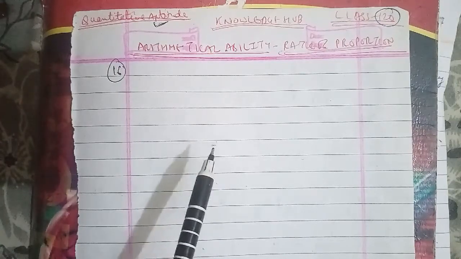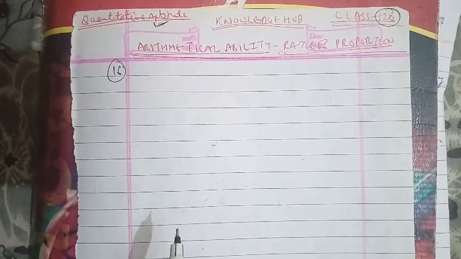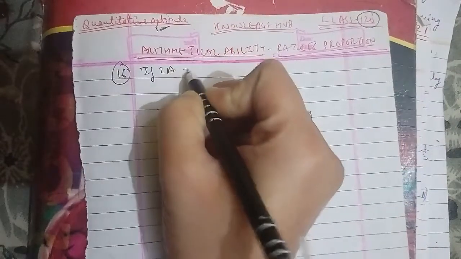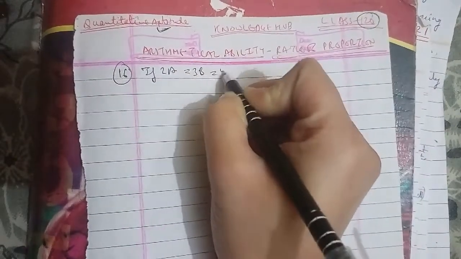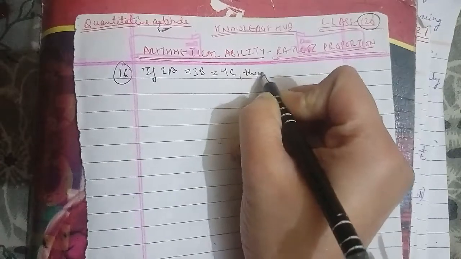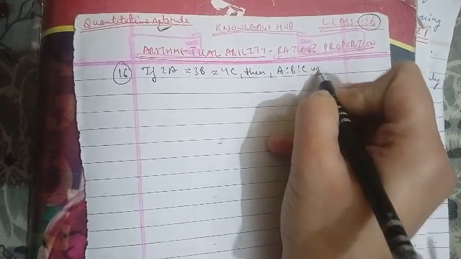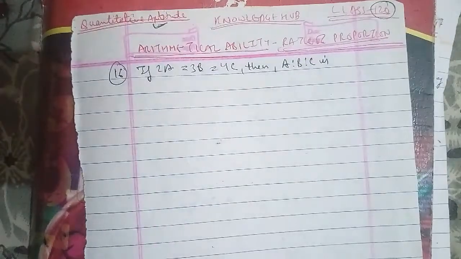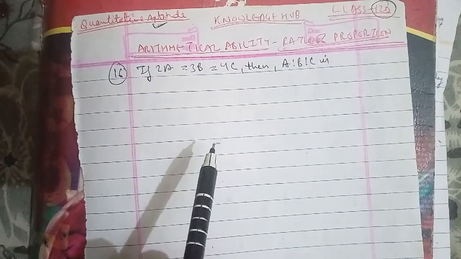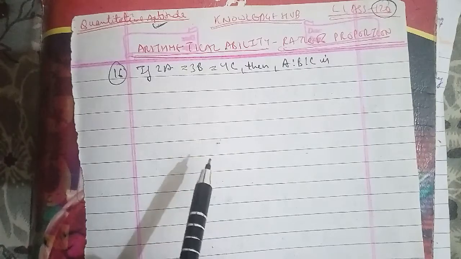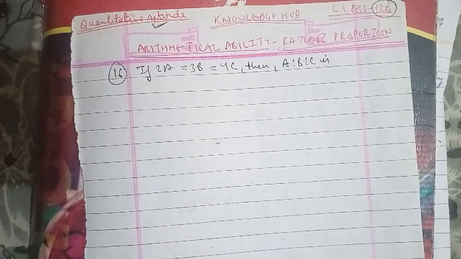So the question is, if 2a equals 3b equals 4c, then a ratio b ratio c is. The options are 2 ratio 3 ratio 4, 4 ratio 3 ratio 2, 6 ratio 4 ratio 3, and 20 ratio 15 ratio 2. So for the same we are going to solve it, and that is what we have to talk about here. So here we go.